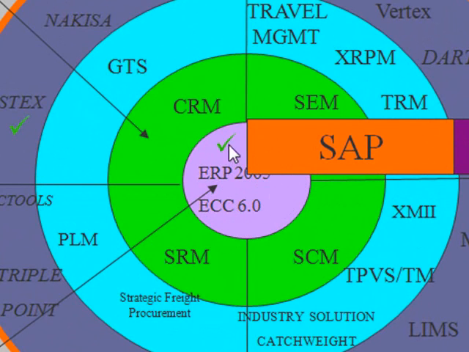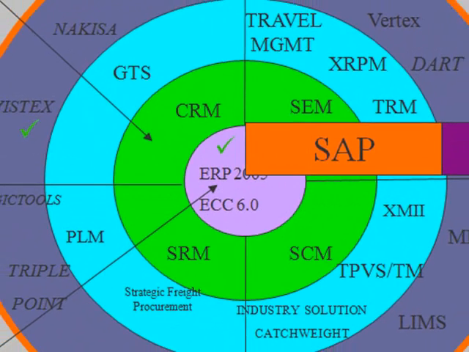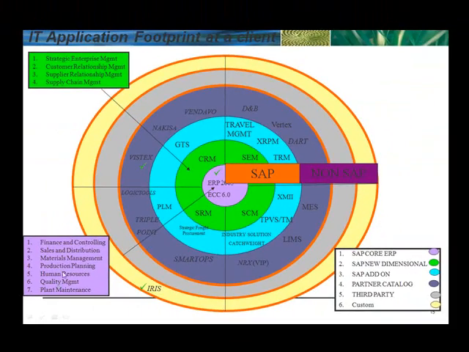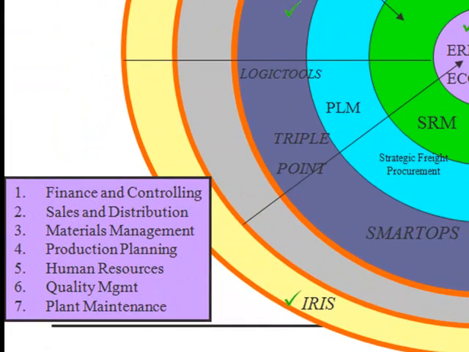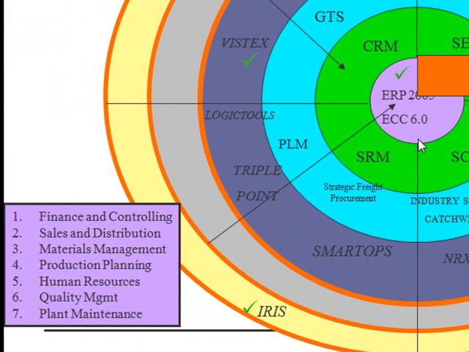This is the core component of the software. This core component has modules that are listed here, 1 through 7. These are some of the modules that belong to ECC 6.0. When you are buying the SAP software, and if you are buying ECC 6.0, which is the most common software that SAP sells, this is the most popular and the most fundamental of an ERP implementation.